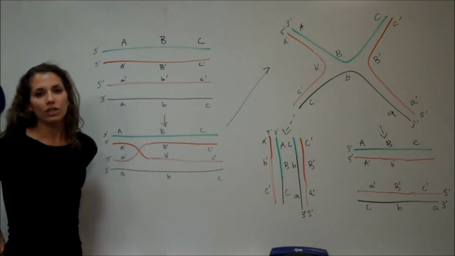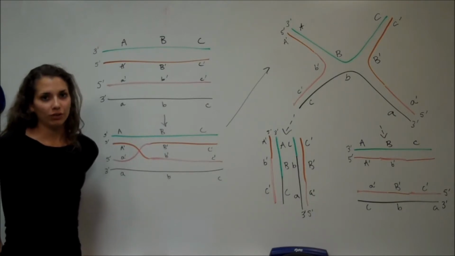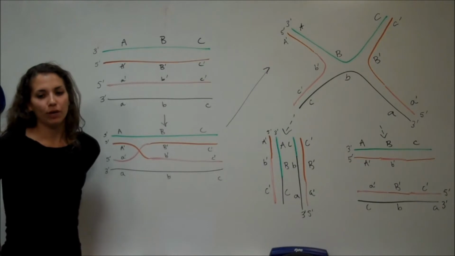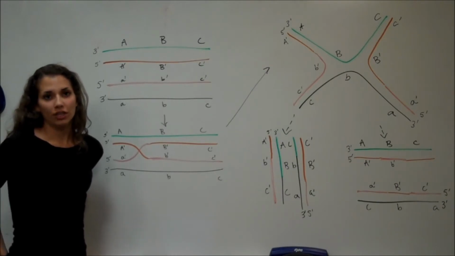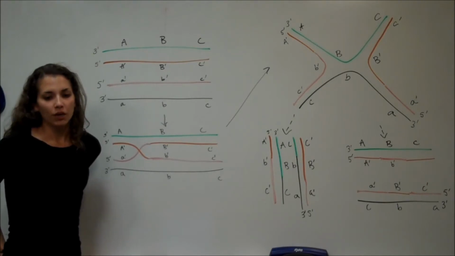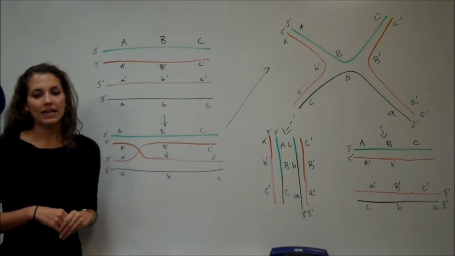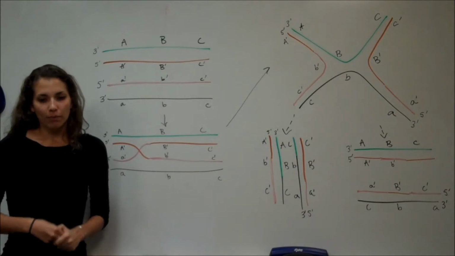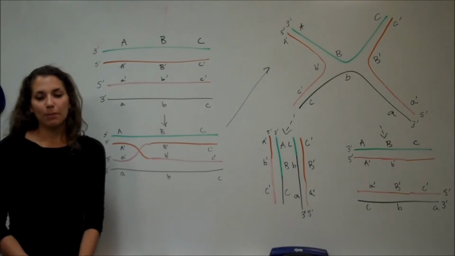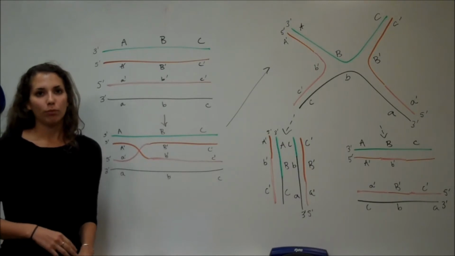So first, I'm going to review how recombination occurs during meiosis. Just as a general review, meiosis is an important part of the process of sexual reproduction and is responsible for the genetic diversity in sexually reproducing populations. So it begins with a diploid cell which has 2 copies of each chromosome and ends with 4 haploid daughter cells.